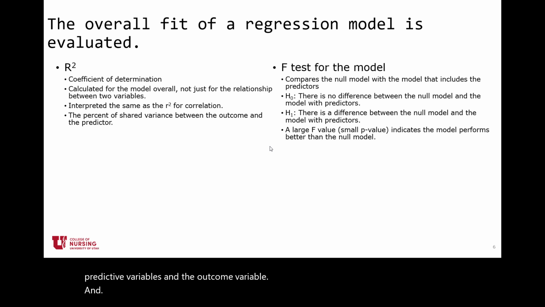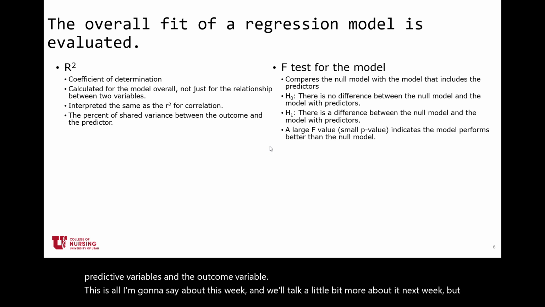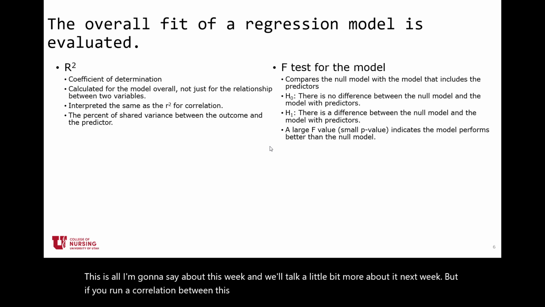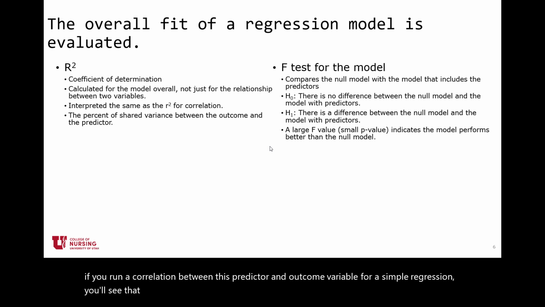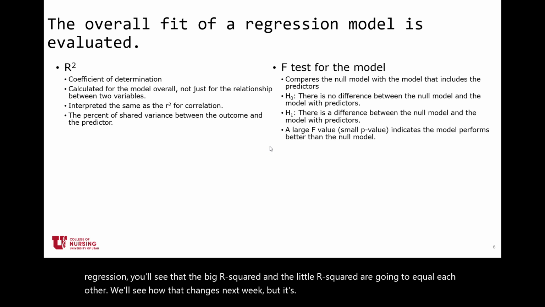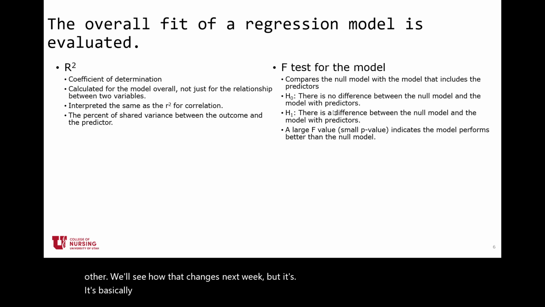And this is all I'm going to say about this week, and we'll talk a little bit more about it next week. But if you run a correlation between this predictor and outcome variable for a simple regression, you'll see that the big R squared and the little r squared are going to equal each other. We'll see how that changes next week. But it's basically the same thing.